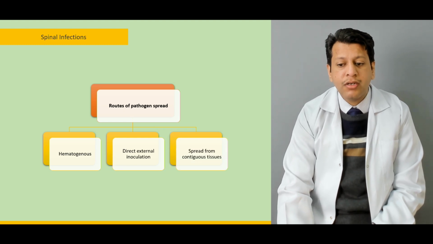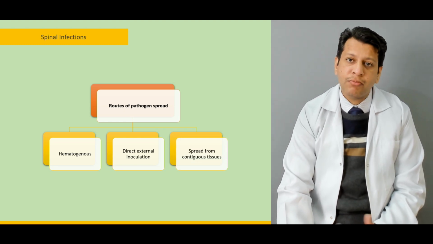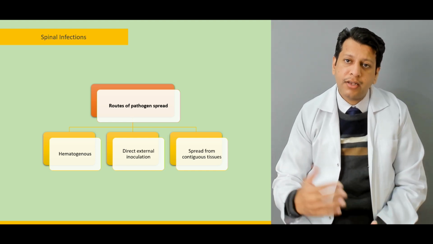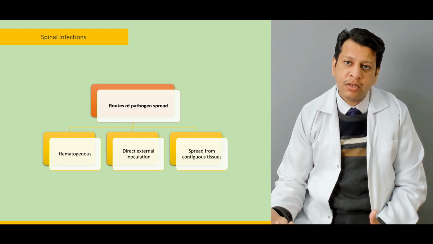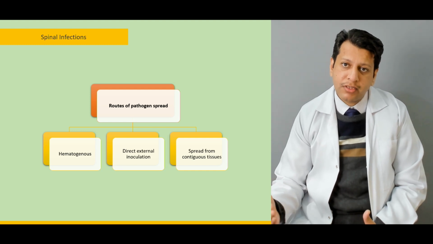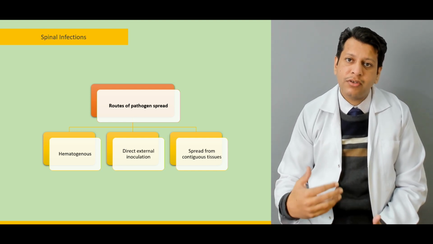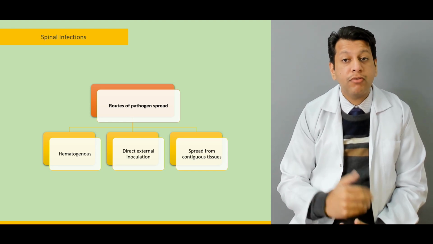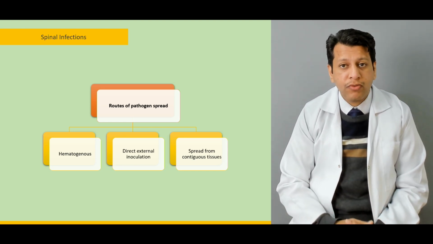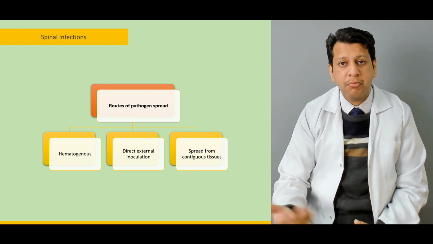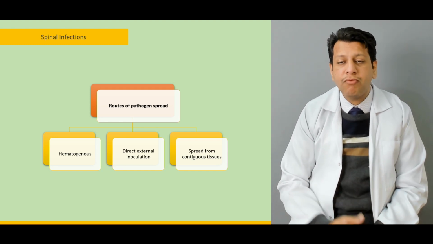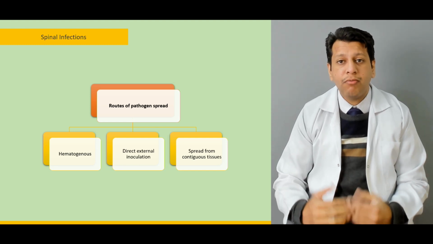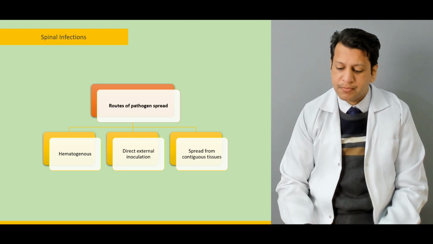The third is from contiguous tissues. For example, the patient may have an epidural abscess, and as it descends and further aggravates, it may involve the vertebral column. It may involve different parts of the vertebral body, like the body, lamina, or pedicle, or may even extend into the spinal canal and lead to some form of neurological compromise as well.